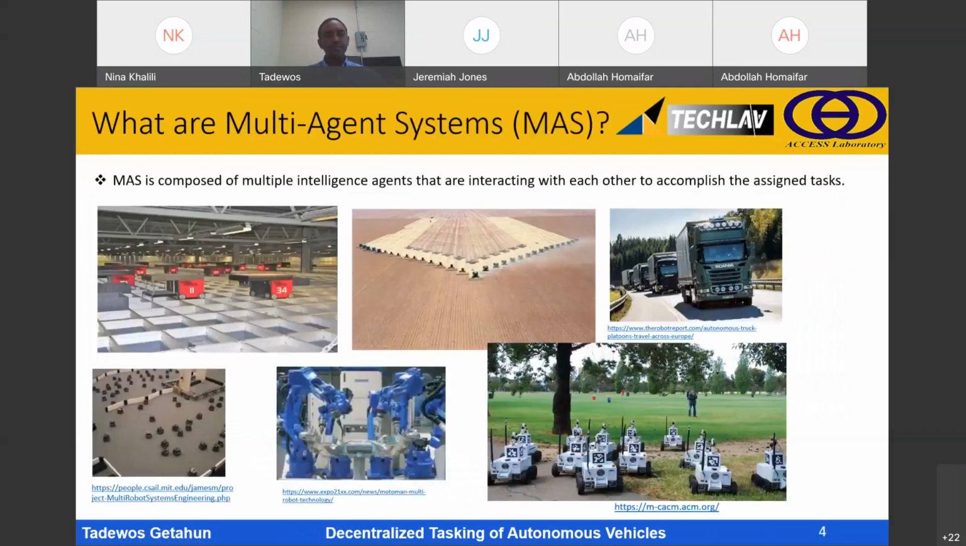So as background, multi-agent systems are multiple agents that can interact with each other to accomplish a task. So here we can see a team of agents performing warehouse management activity.